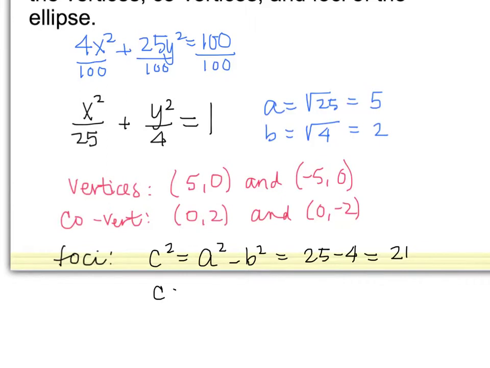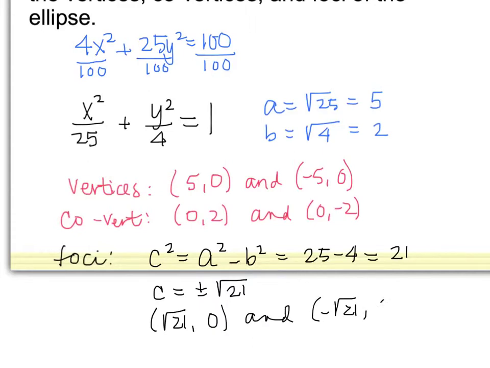So if I want to find my actual c value, then I end up with plus or minus the square root of 21. So that tells me the coordinates of my foci are going to be at the square root of 21, 0 and negative square root of 21, 0.